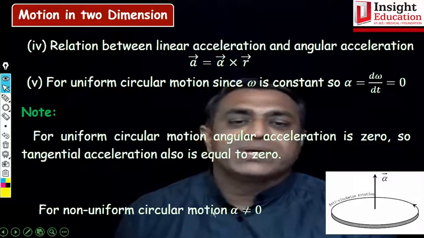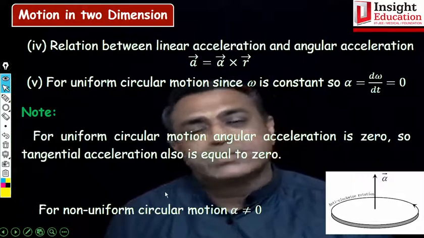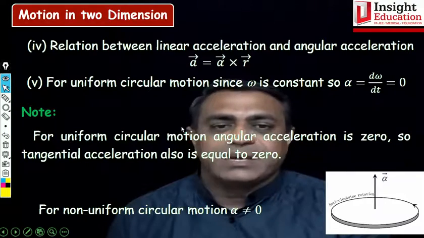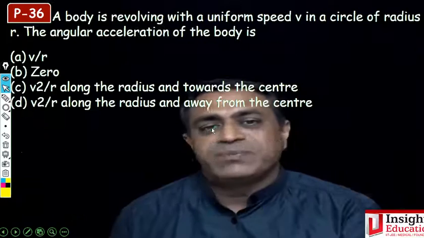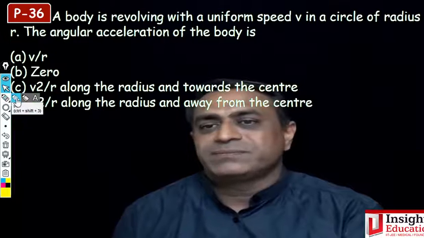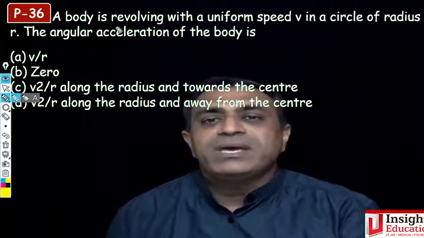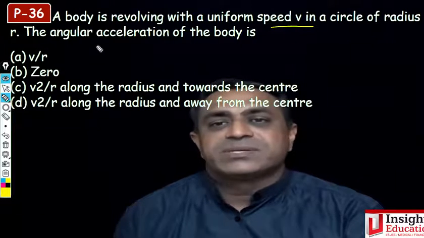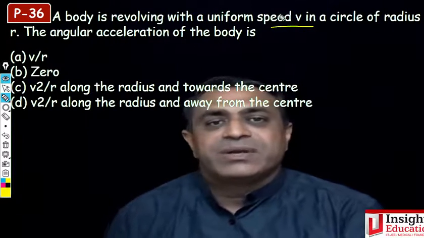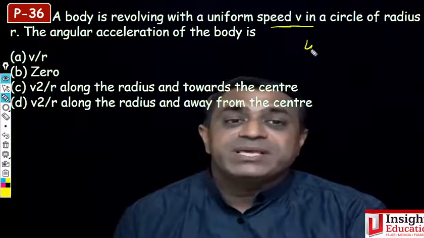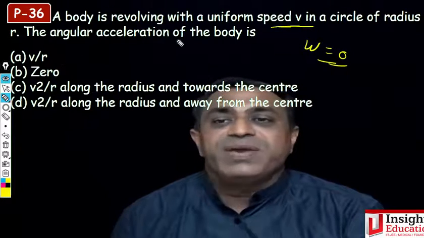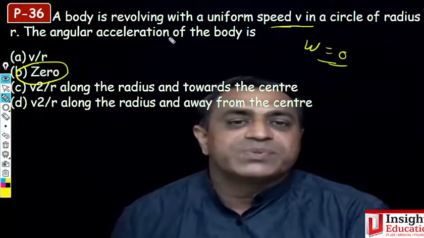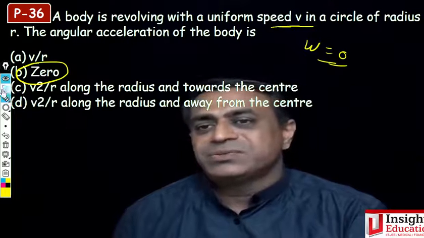In non-uniform circular motion, alpha is not 0. It means the speed is either increasing or decreasing. Alpha is not 0 means the speed is not constant. Question: a body is revolving with uniform speed in a circle of radius, the angular acceleration. With uniform speed, the speed is constant, so the acceleration is 0.